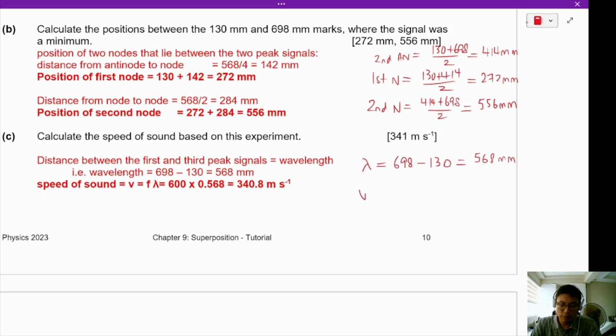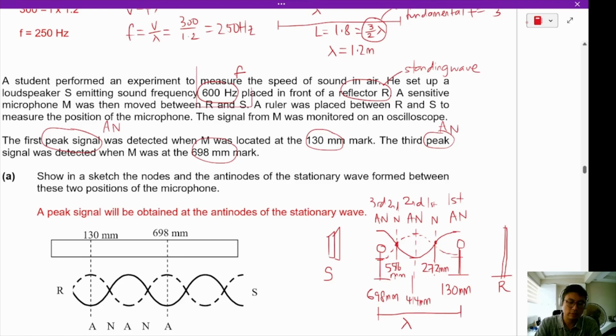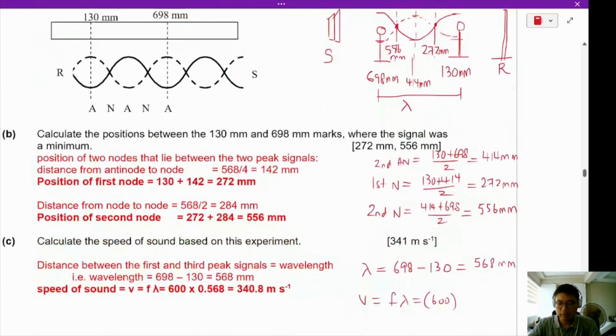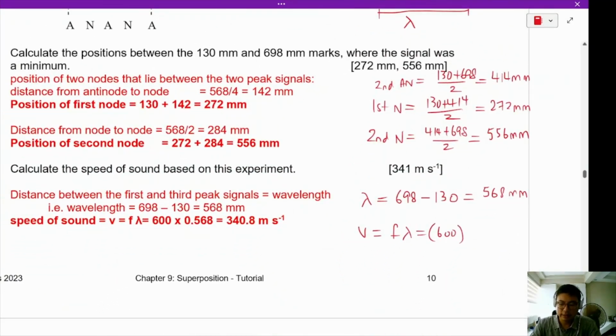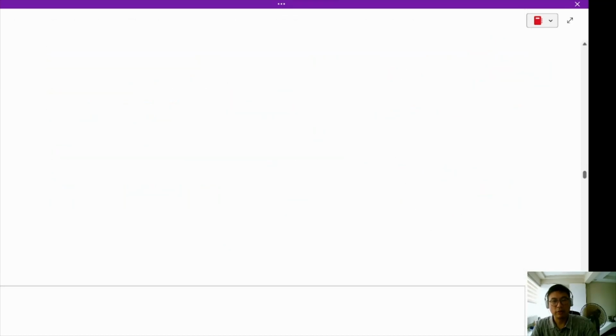Then we know that the speed of sound v is equal to f lambda, and the frequency of the sound is 600 Hertz, which was obtained up here. The frequency was given to us earlier, and the wavelength is 568 millimeters, which is 0.568 meters. So this gives us 341 meters per second. And this is how we will solve a standing wave question.